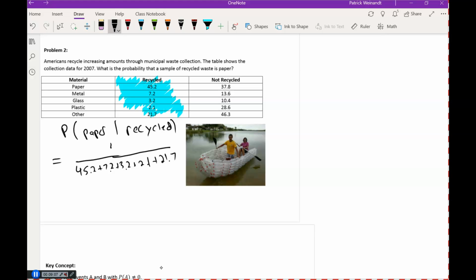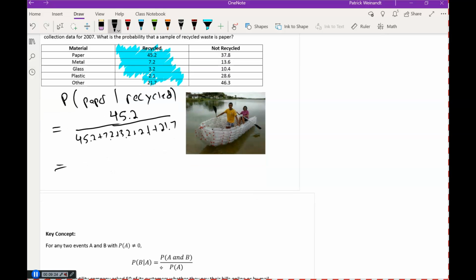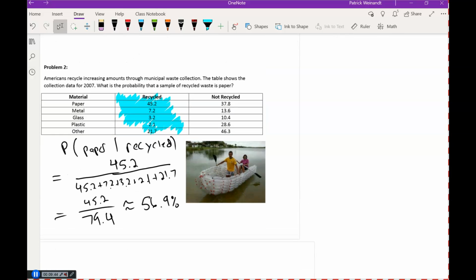Paper is 45.2. So we have our total number of outcomes for just the recycled portion, because remember, we're given that it's recycled. We're asking, what is the probability that something is paper given that it is recycled? We find 45.2 over all that stuff added together, which is 45 and 2/10 over 79 and 4/10. Plug that into your calculator. It's approximately 56.9%. So there's a 56.9% chance that given something is recycled, it is paper.